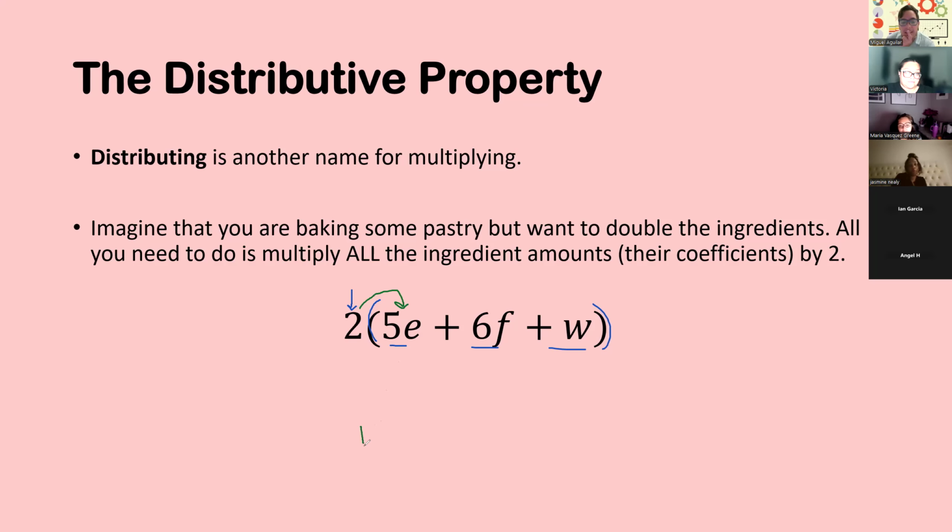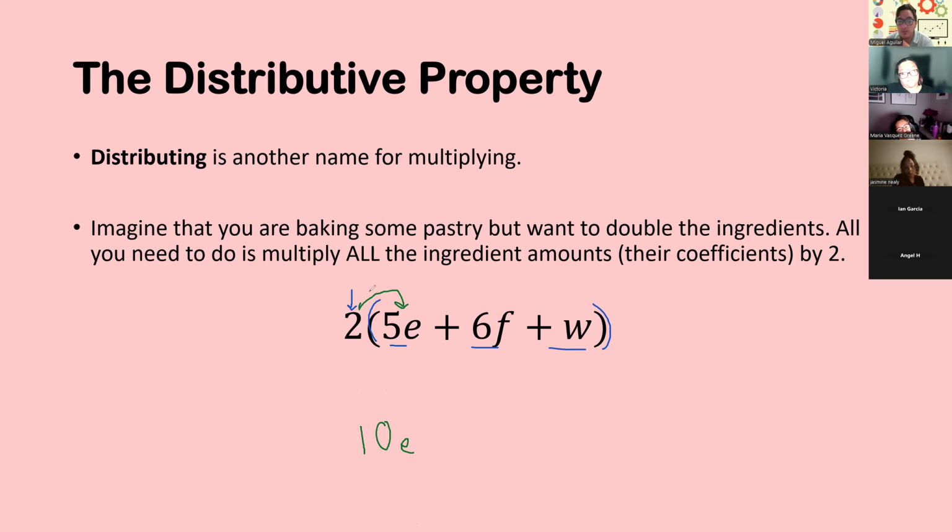10. 10 what? 10E. 10E, right? Or 10 eggs, right? That makes sense because I'm just doubling it. Okay? But when you double a recipe, you have to double every single ingredient in the recipe, right?